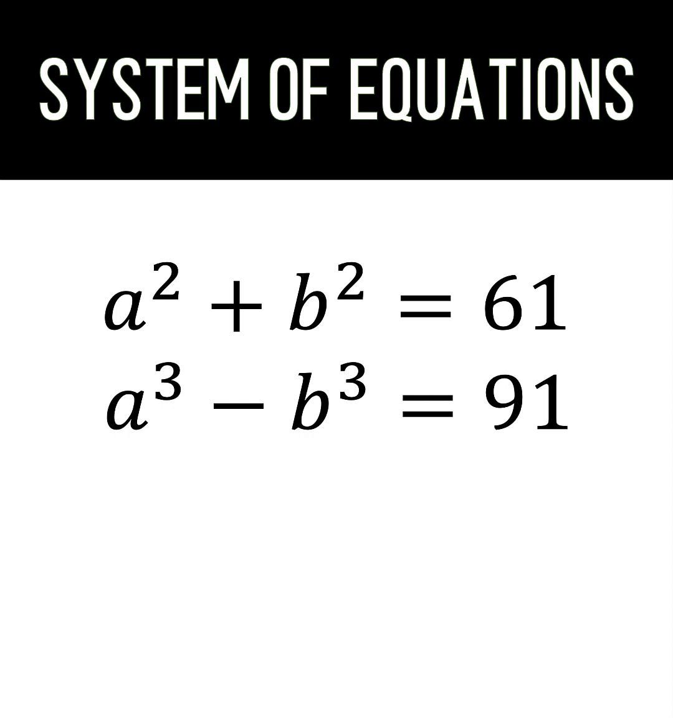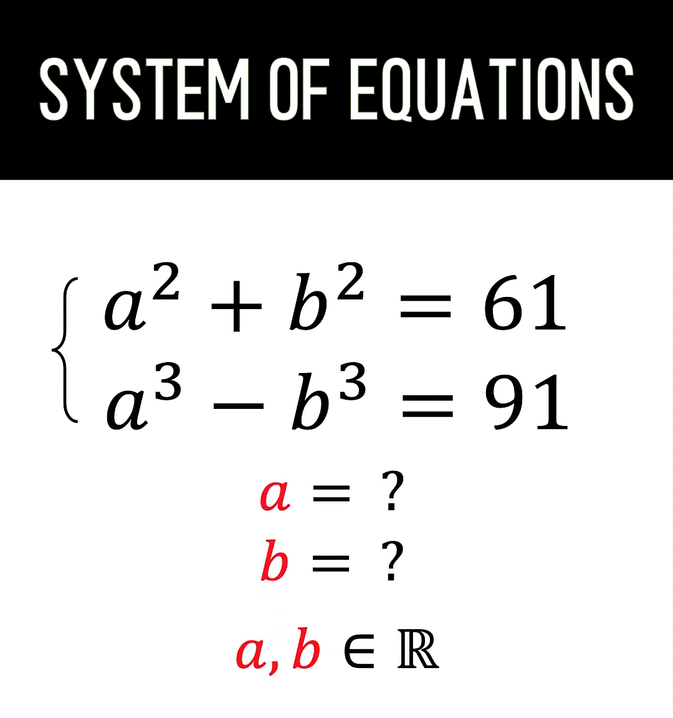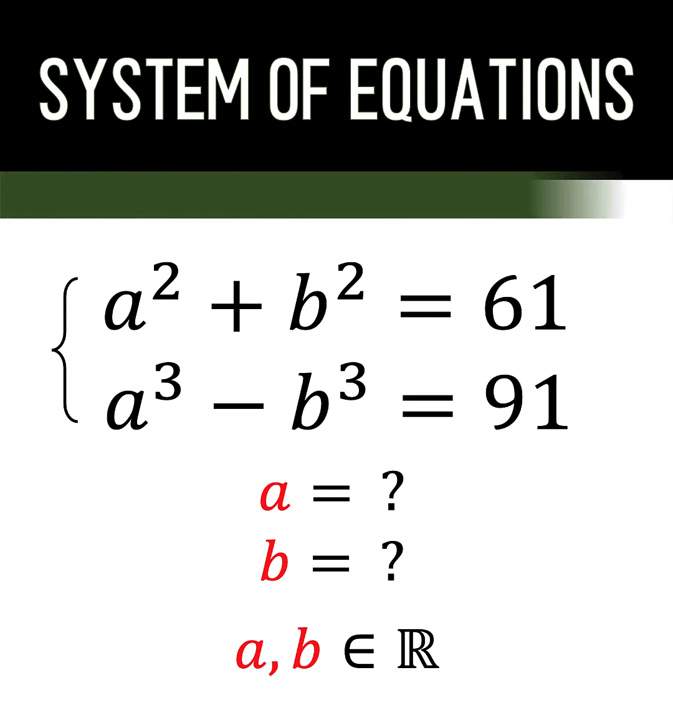Hey everyone, let's solve this challenging system of equations. We are given here a squared plus b squared equals 61, a cubed minus b cubed equals 91. Both a and b are elements of the set of real numbers. Find the values of a and b. You can pause the video and see if you can solve this challenging system of equations.